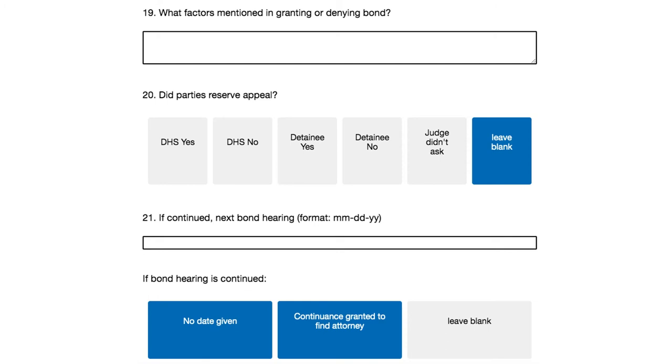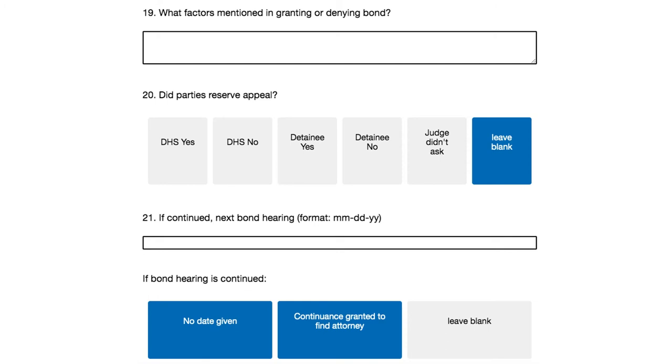Question 20 relates to bond appeals. If the judge makes a decision, both parties have the option to appeal. Ideally, both sides are asked, and there is an answer for DHS and detainee. Sometimes neither side is asked, and that box, did not ask, can be marked. Again, it is unnecessary to mark leave blank, but it isn't wrong to do so either.